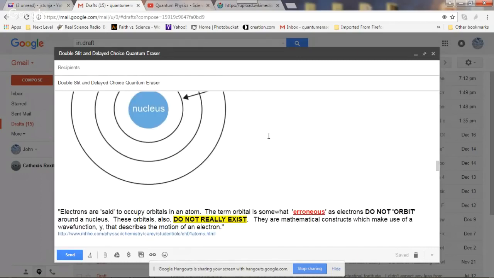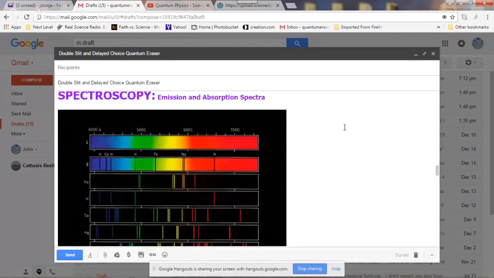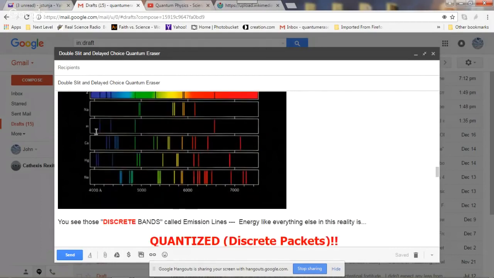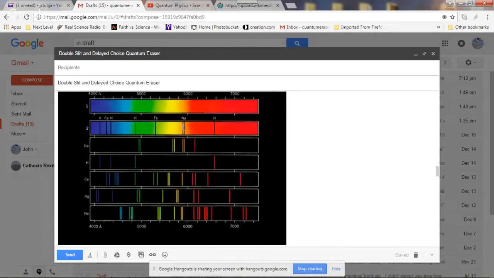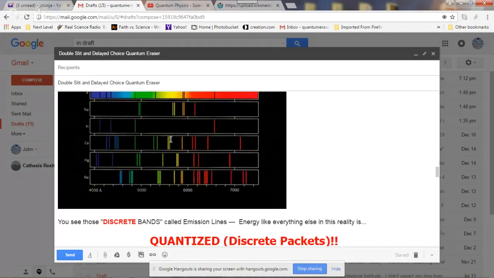What does that validate? And how do we know that? Well, because of this. Spectroscopy. Emission and absorption spectra. You see, I have different atoms in here. I've got sodium, hydrogen, calcium, neon, and mercury. So what this is saying is, you see these discrete bands? They're called emission lines. And absorption, which is right above, is the same. It's more or less the different sides of the same coin.